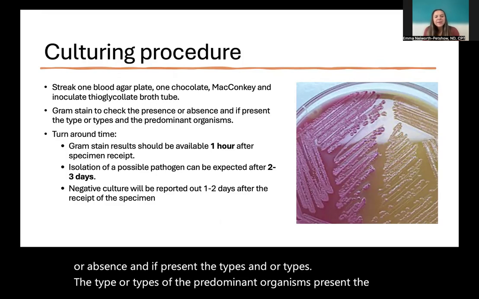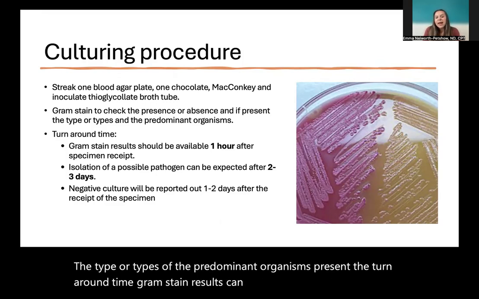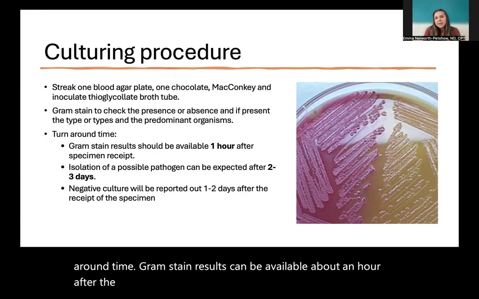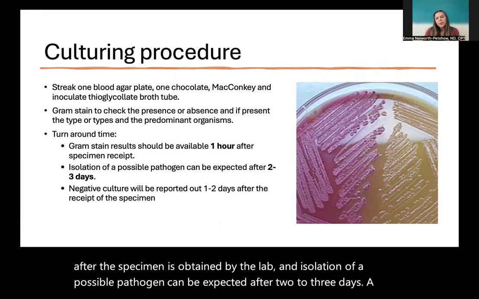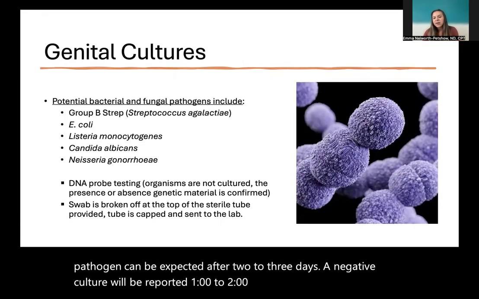The turnaround time, gram stain results can be available about an hour after the specimen is obtained by the lab, and isolation of a possible pathogen can be expected after 2 to 3 days. A negative culture will be reported 1 to 2 days after the receipt of the specimen.